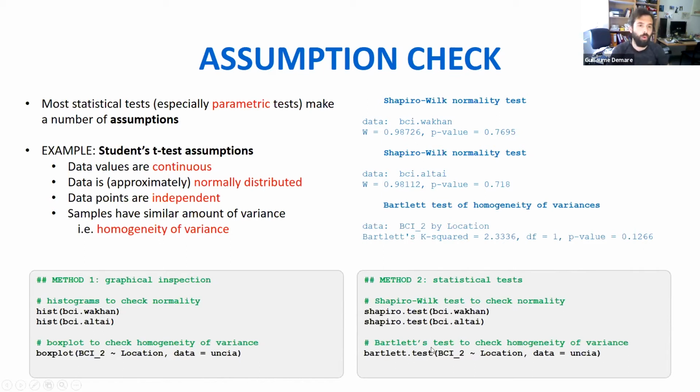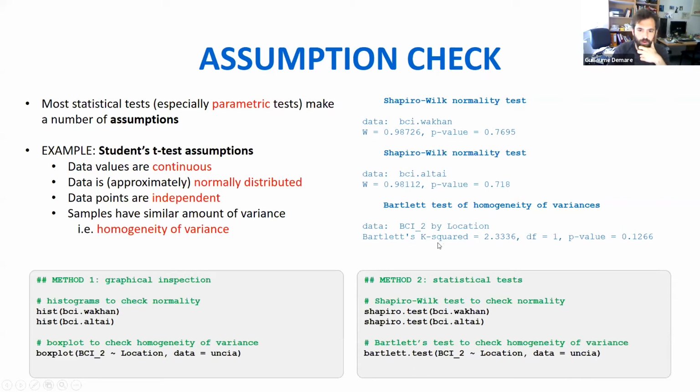These functions are also embedded in R, so you don't need to load any extra packages to run them. And you'll notice this is the same notation as the box plot. We use a formula. So the y-axis is the BCI, and we're going to look at it by location. And this is going to test, okay, is the variance similar in both locations? Again, we specify that the data is UNCIA, that's our data set.